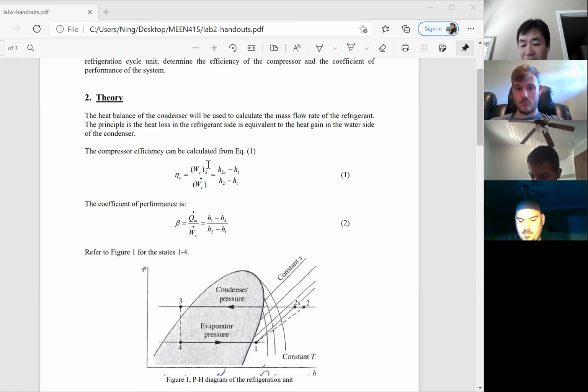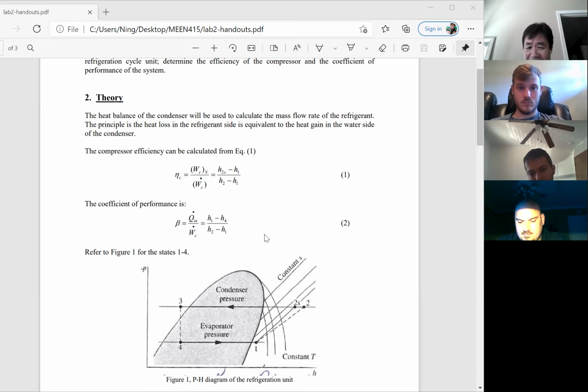Okay, how do you calculate these two coefficients along with the mass flow rate of the refrigerant? That's your task objective for lab number 2. So you should have all the information based on the videos to calculate all these things.